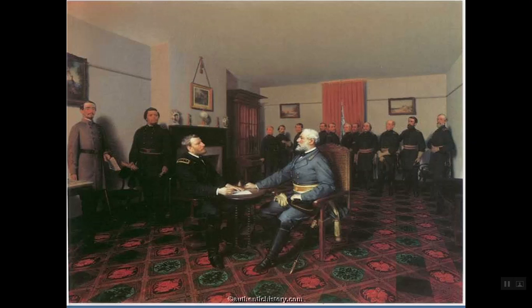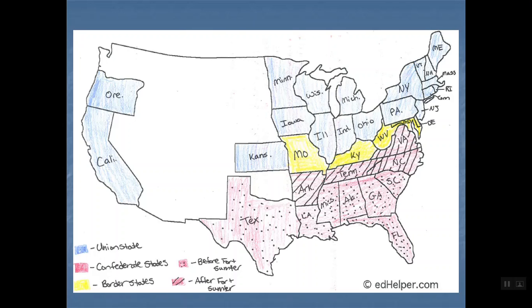So this is a painting created to demonstrate what the meeting between the two generals might have looked like to negotiate the surrender. And so the last component here to add to your map, in the central part of Virginia, you want to add Appomattox Court.